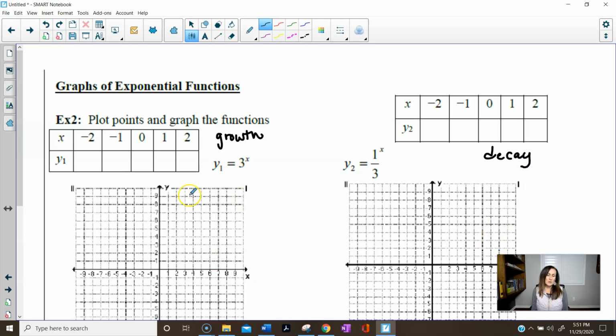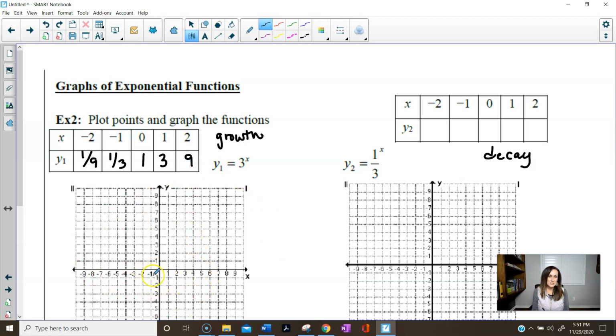So looking at growth, you can take a table to plot these, and we can plug in negative 2. So 3 to the negative 2 is 1 over 3 squared, which is 1/9. 3 to the negative 1 is 1 over 3 to the positive 1, which is 1/3. 3 to the 0, anything to the 0 power is always 1. 3 to the 1 is 3, and 3 to the second is 9. So then you're going to go ahead and plot these on your graph.